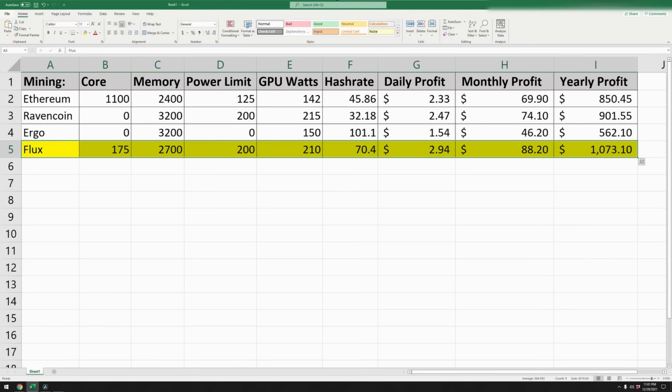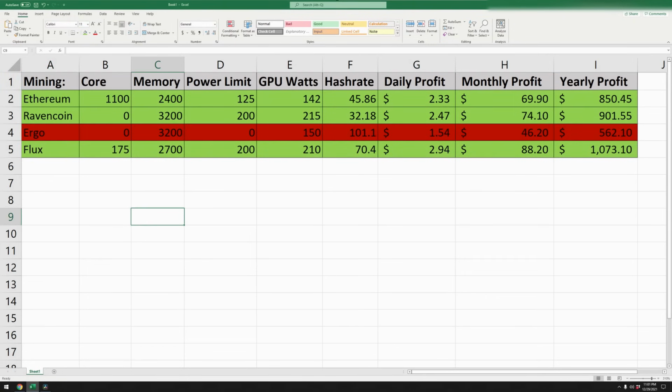I mean, ETH has usually been king here, but now, this is being recorded on the 29th at about 9:10 p.m. at night, so you know these things change drastically. But man, Ravencoin and Flux coming out to represent here tonight with the profitability numbers. It was crazy, entirely crazy.